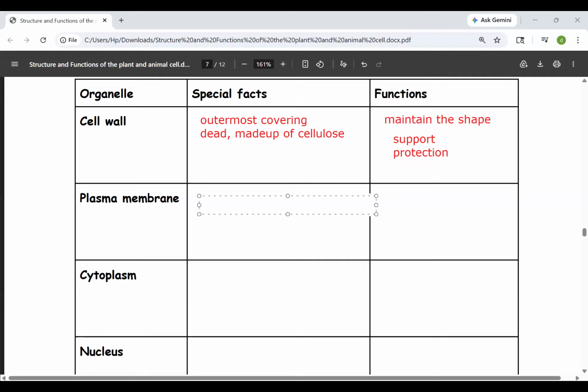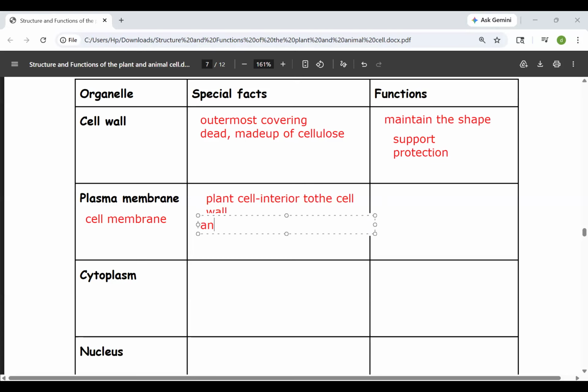Plasma membrane is also known as the cell membrane. Here you can write cell membrane. Cell membrane. Then we'll write here the special facts. Write down plant cell, interior to the cell wall. Plant cell interior to the cell wall.